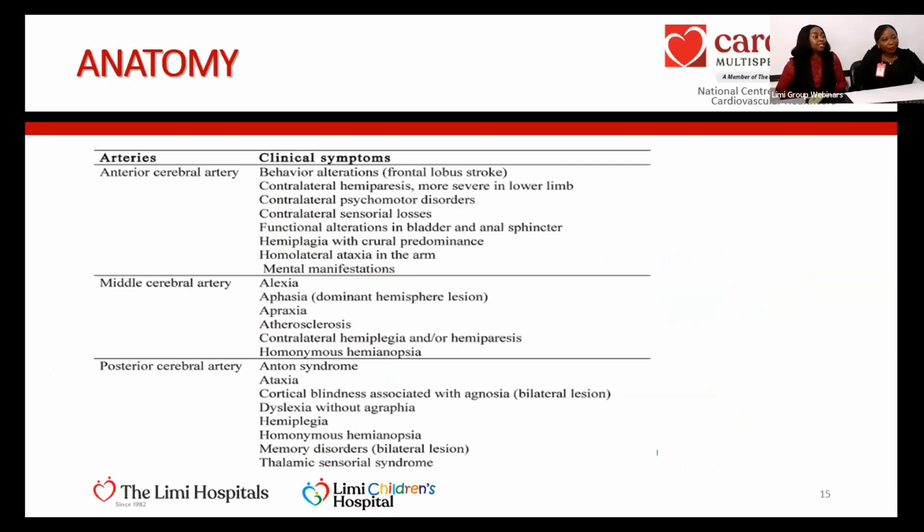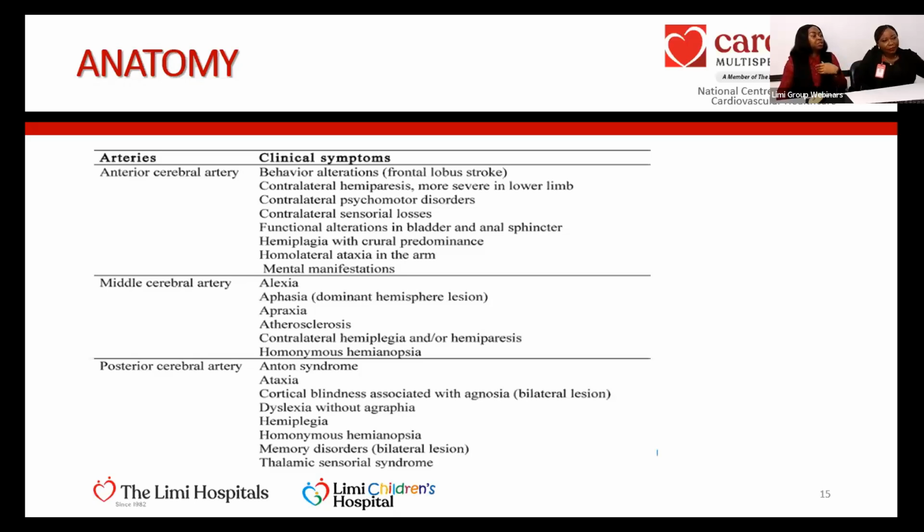Now, in this table, we can see that when the anterior cerebral artery is affected, you have contralateral hemiparesis, which is more severe in the lower limb. So if someone presents with paresis that is more severe in the lower limb, you're thinking that might be from obstruction of the anterior cerebral artery. They can also have other things. They can have urinary incontinence, they can have mental manifestations.